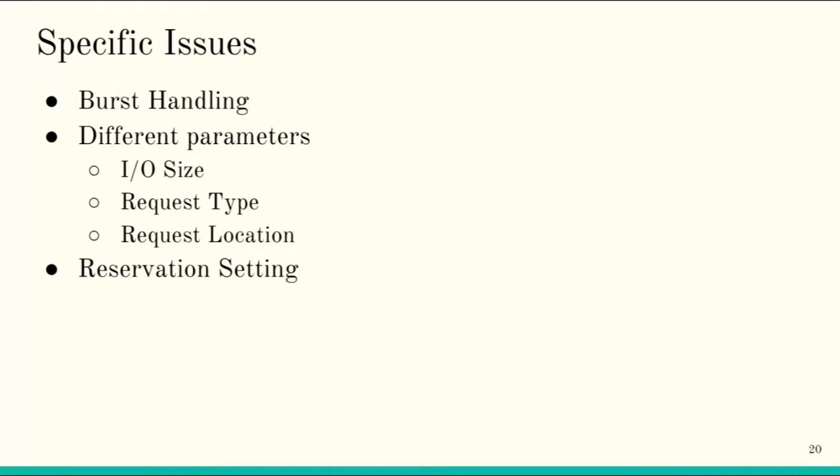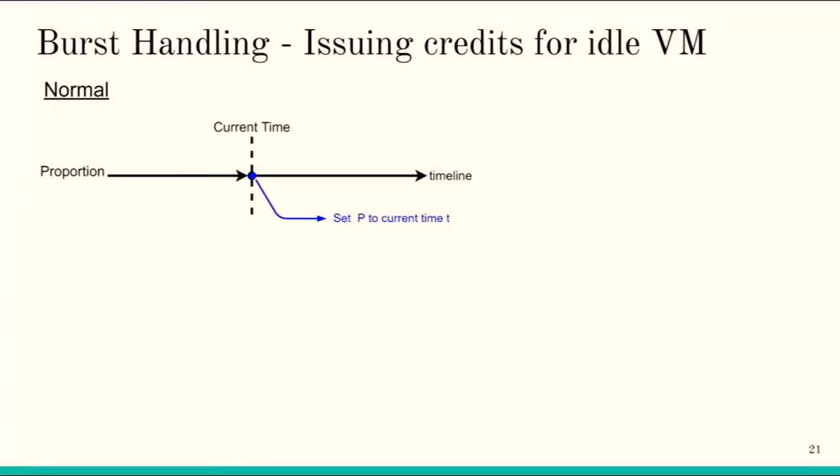For the specific issues, we'll discuss burst handling and then different parameters. For example, IO size, request type, request locations, followed by reservation settings. The first is how we can handle the burst request. This is related to the idle VM, and we will try to issue credits for this idle VM for handling this burst.